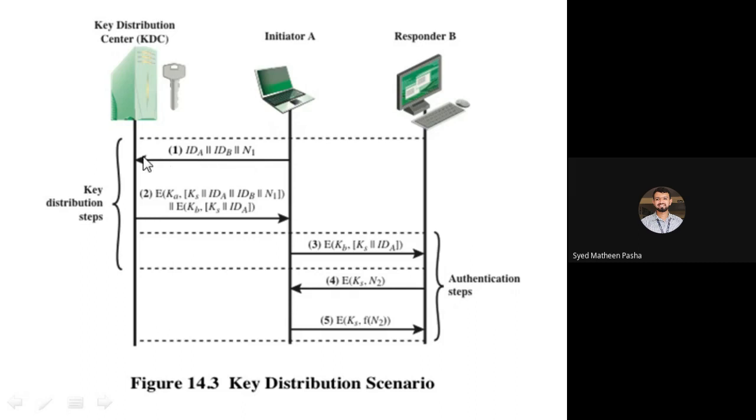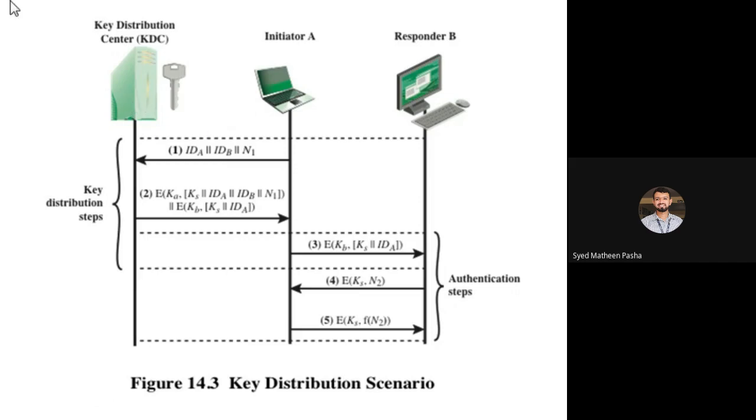Now, what is the second step? You can actually link this to your client server model. Here the client is initiator A as well as responder B, but the main client is initiator A. Who is the server? The server is your KDC, the key distribution center. Once the client sends the request to the server, it depends on the server. If the request is proper, it will accept or reject the request.